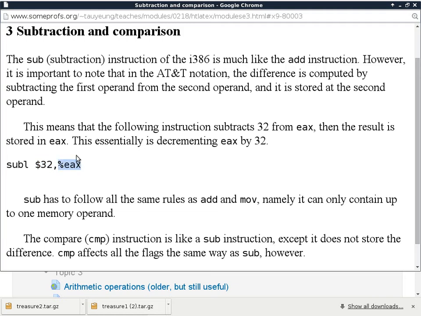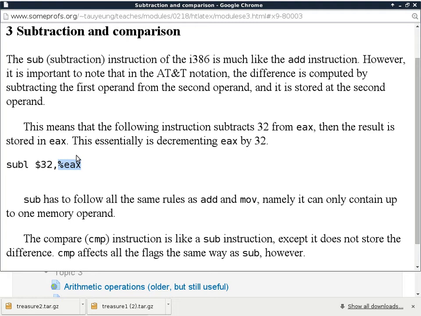But with subtraction, you have to be careful. You have to be mindful of which one is being subtracted from which other one. Because with addition, it doesn't matter. It's commutative. But subtraction is not commutative. In this case, we are subtracting 32 from EAX, and then the difference is stored in EAX.